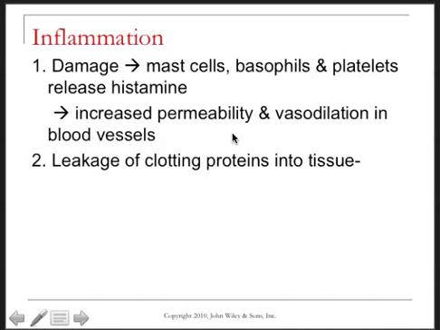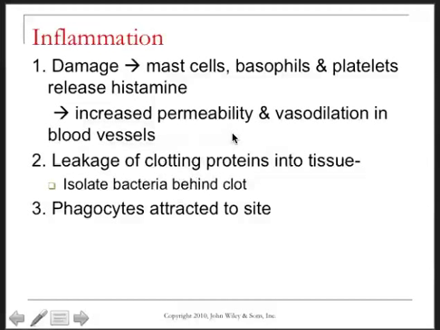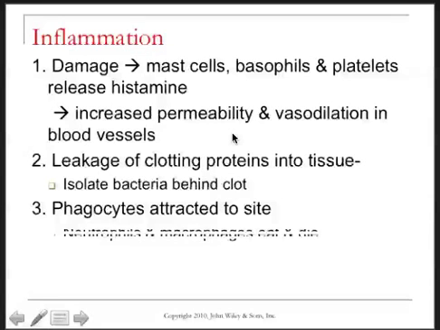You also have leakage of clotting proteins into the tissue. This tends to isolate the bacteria behind a clot. So we sort of box him in. Now we've got him cornered and we can take him out. Inside this sort of blocked off area are white blood cells, and they have the ability to attack and destroy the pathogen. Phagocytes are attracted to the site. The neutrophils and macrophages eat either the dying tissue and or the pathogen and cause them to be destroyed.